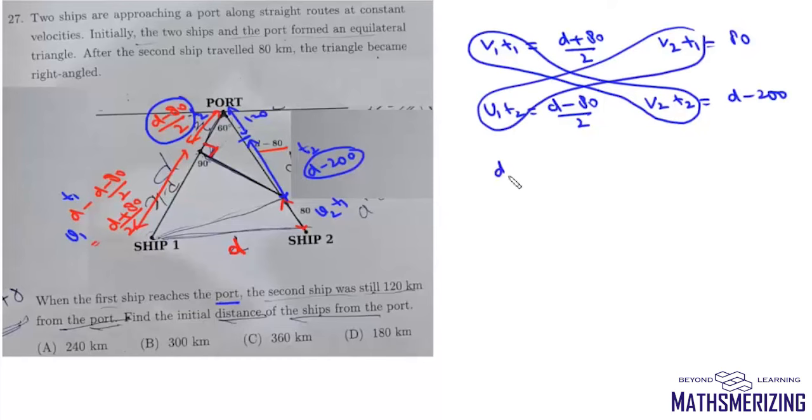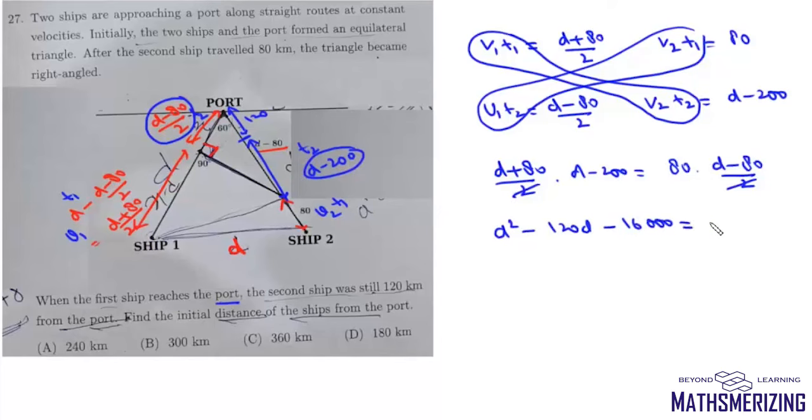And if we equate them, we'll get (D plus 80) by 2 into (D minus 200), and it will be equal to 80 into (D minus 80) by 2. Now this 2 and 2 will cancel. So we'll get D square, and then this is minus 120D minus 16000, and this is 80D minus 6400. So it will be D square minus 200D minus, and this is 16,000 minus 6400, which is minus 9600.